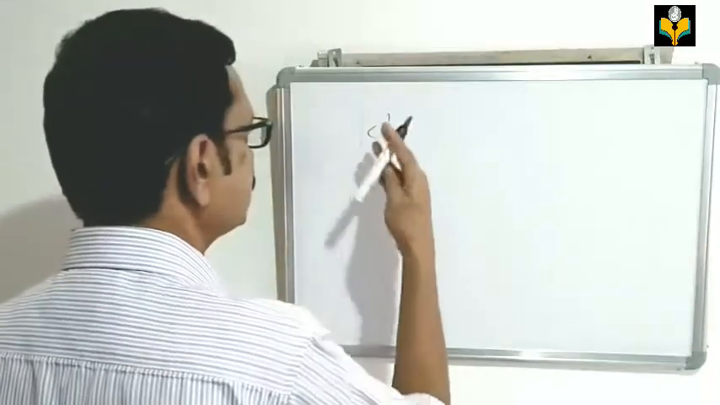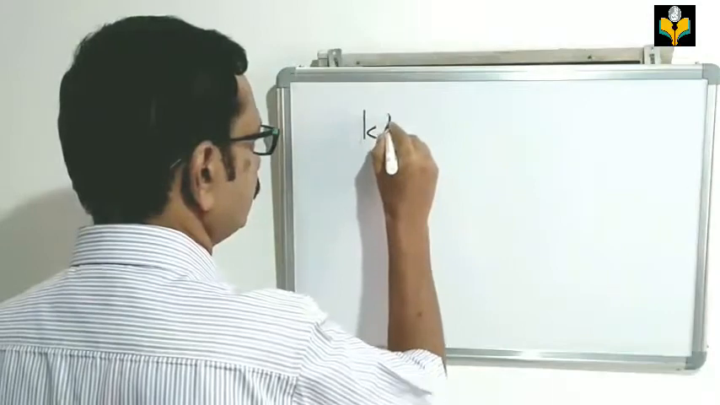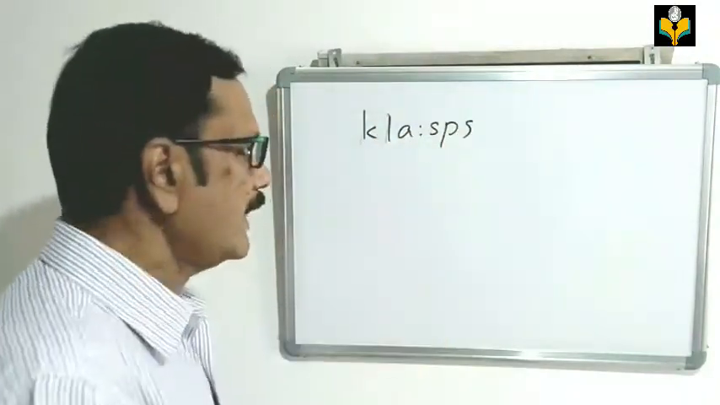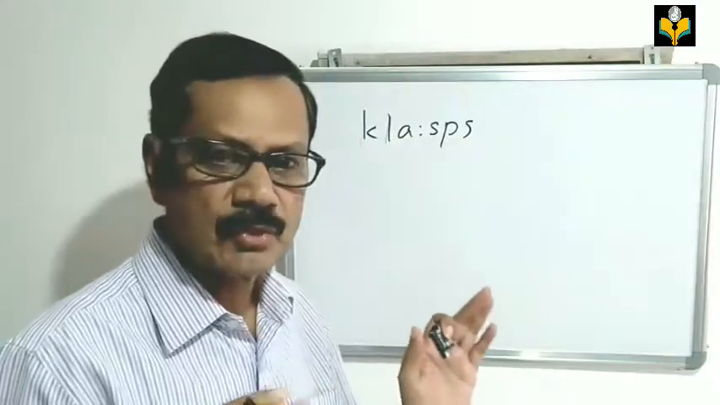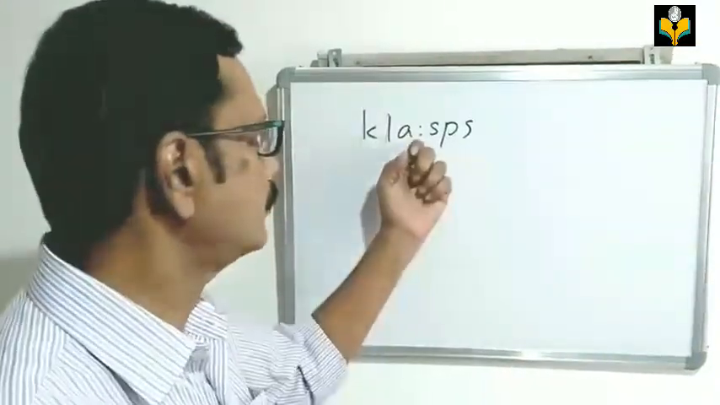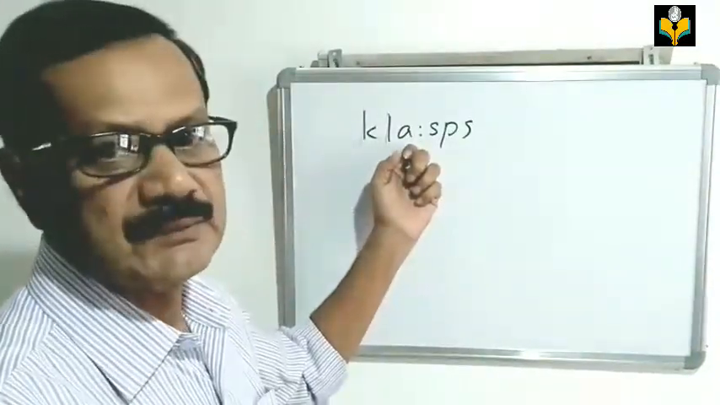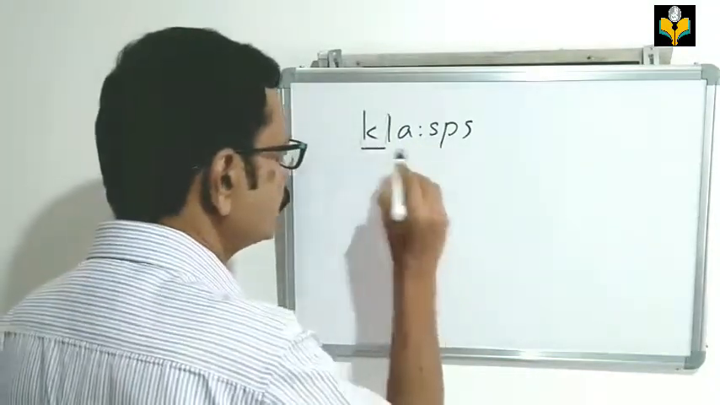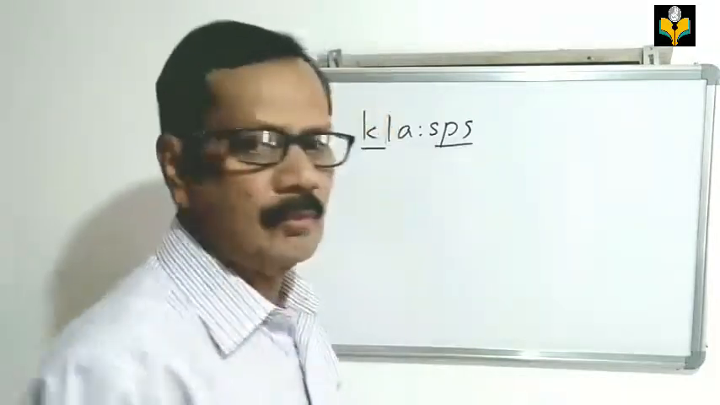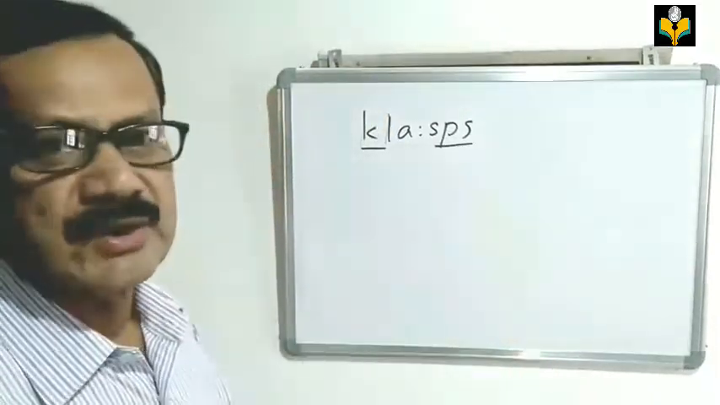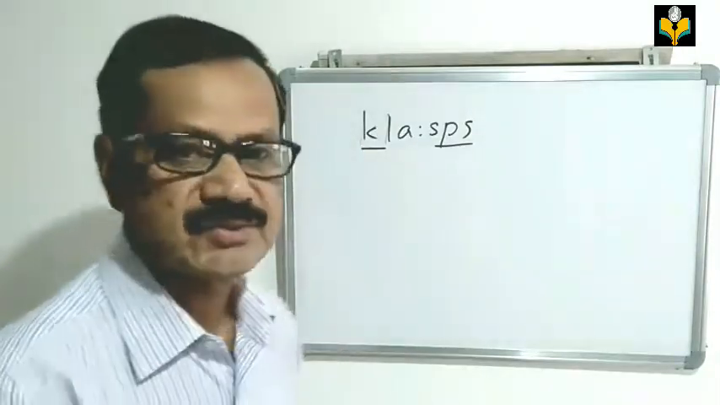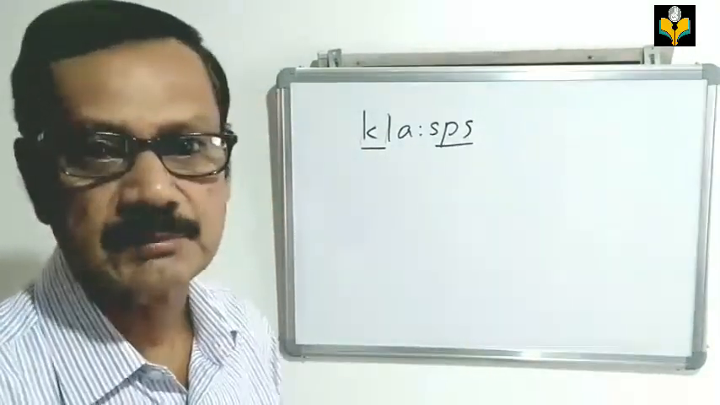Then in clasp, this word has got only one syllable. Only one vowel is there, so only one syllable here. So we can have two sequences of consonants, here two, here three. We can call it a consonant cluster because it is within one syllable.